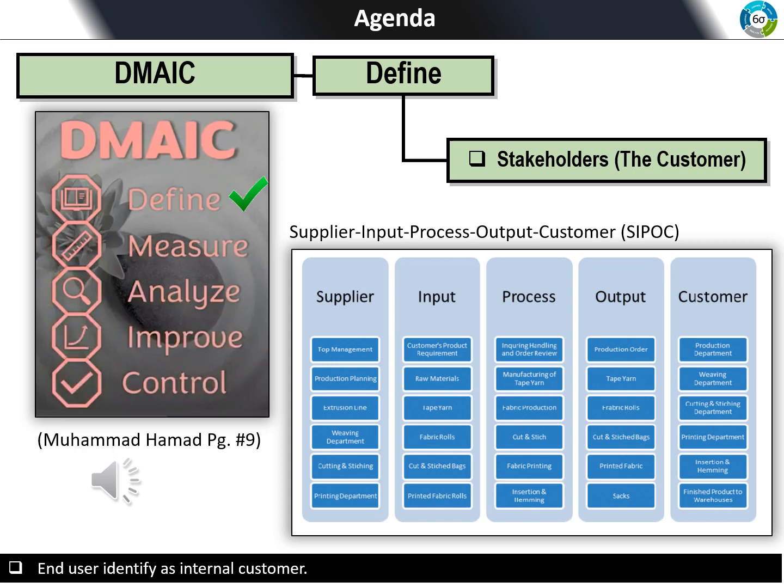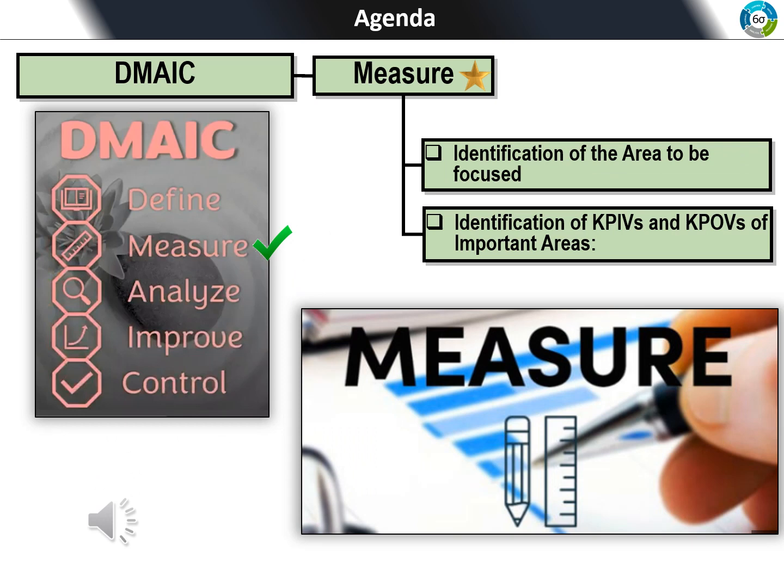Stakeholders, the customer: end user identified as an internal customer. The next step under DMAIC is measure. Under measure, we will cover identification of the area to be focused, identification of key process input variables, and key process output variables of important areas.